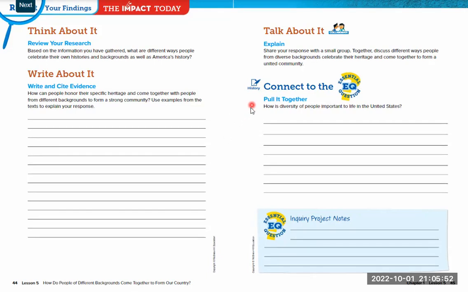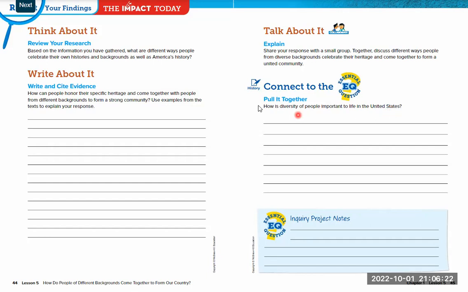where you're going to be pulling it together, talking about the essential question that we kind of talked about at the end of the chapter, where it asks you, how is diversity of people important to the life in the United States? Do you think that the United States is just one type of people? Or do you think that the United States is made up of many different groups of people working together in order to help each other grow, prosper, and share with one another?